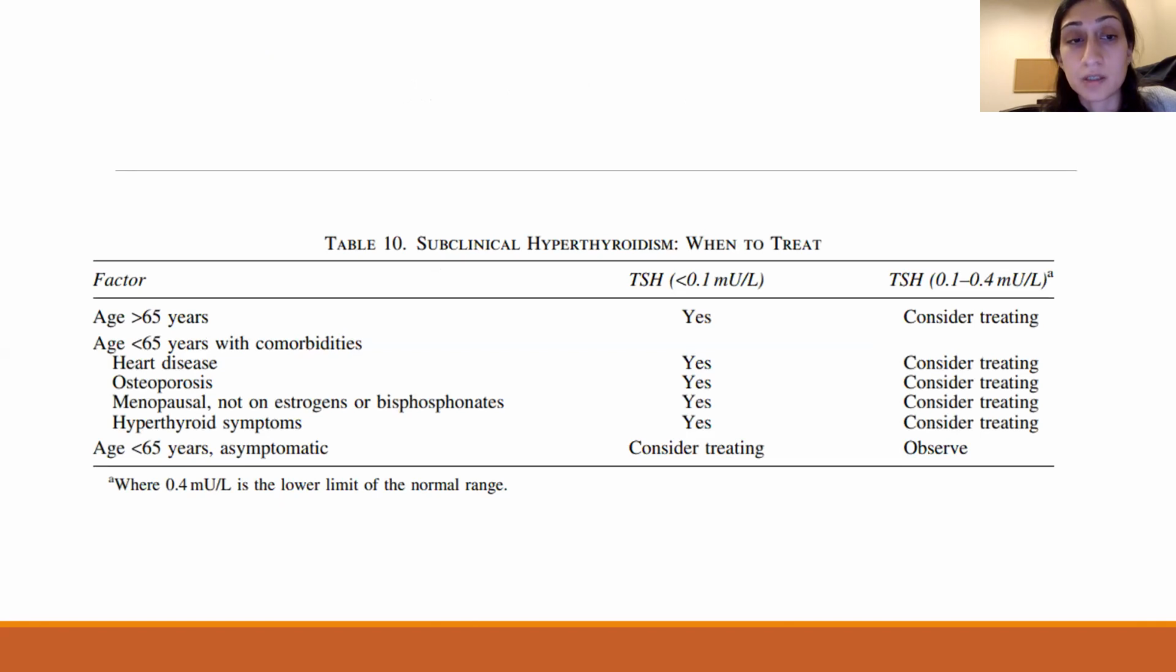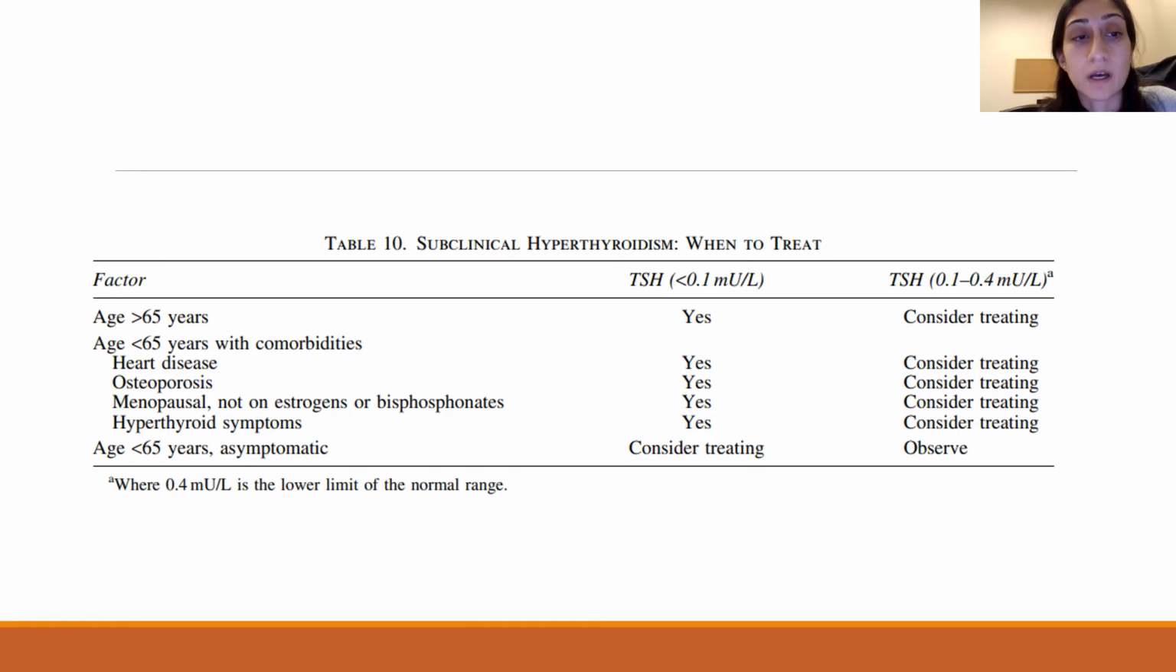So this is a good chart. This is from the American Thyroid Association guidelines. And this tells you when to consider treating and when you can just consider observing. In any patient, if they're symptomatic and they have subclinical hyperthyroidism, you can automatically try treating and see if their symptoms improve.